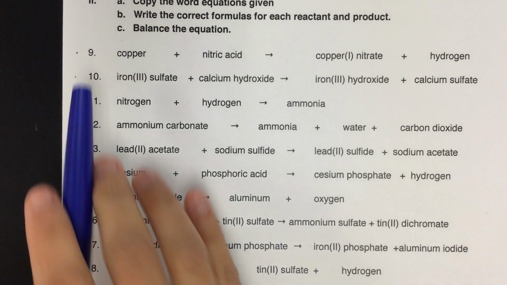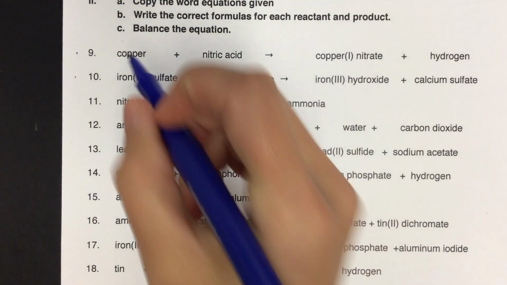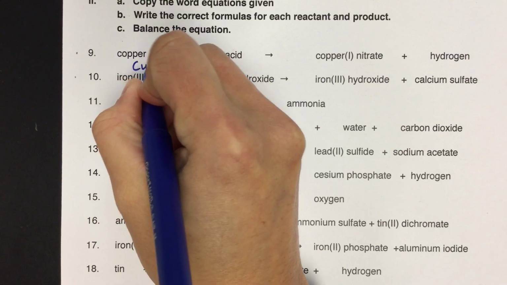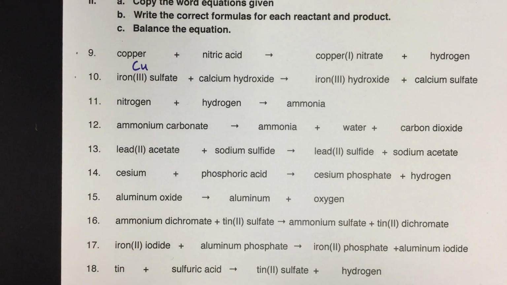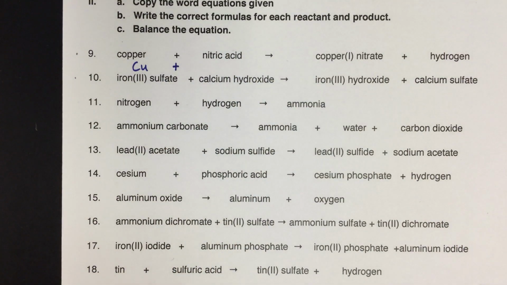So for the first thing, copper, when it just says copper, the element, if it's just an element by itself, that's all you need for the formula. So for something like copper, the formula is just Cu. That is the formula for copper, and for many things on the periodic table, all those elements, that's the formula. The only exception are the diatomic elements. You would need 2 of them. Okay, so copper and then plus nitric acid.